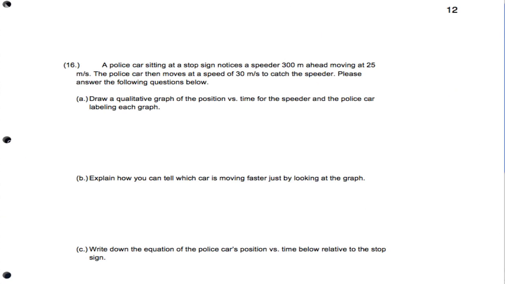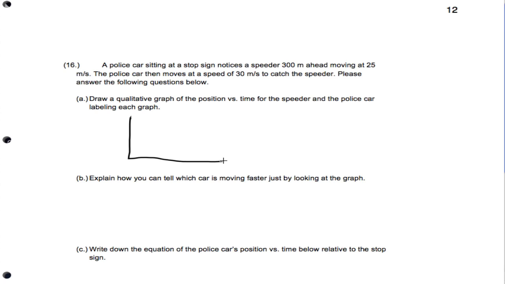Now, continuing on, we have a police car sitting at a stop sign and it notices a speeder moving ahead at 25 meters per second. And the car then moves at 30 meters per second to catch the speeder, and we want to answer some questions. So first, let's just figure out what's going on here by drawing a qualitative graph.